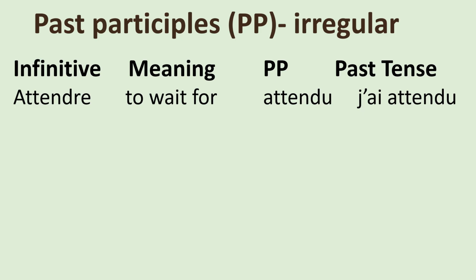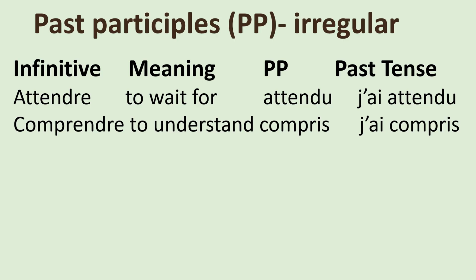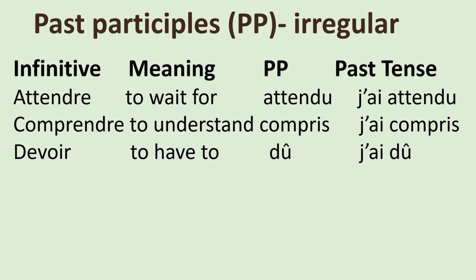Attendre, which means to wait for. Attendu, j'ai attendu. Then we're going to have comprendre, which is to understand or to comprehend. And that gives you compris, j'ai compris. Then we're going to have devoir, to have to. Dû, and be careful, there's a little accent there, which is called a circumflex accent, to make a difference with the du, which means some. J'ai dû.